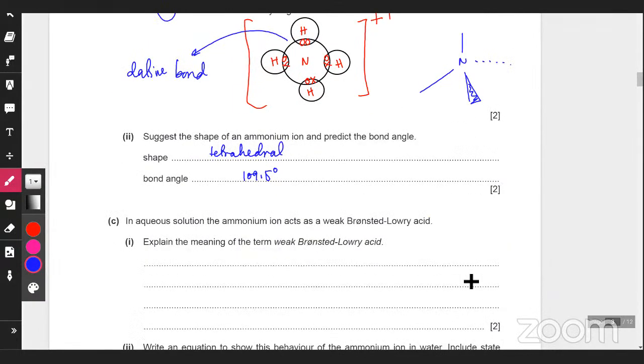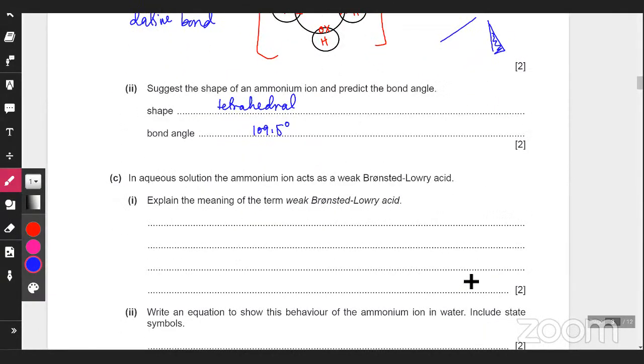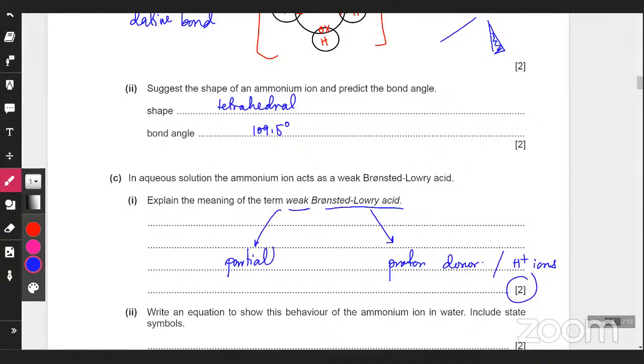So then he's talking about in aqueous solution, the ammonium ions act as weak Bronsted-Lowry acid. Explain the meaning of the term Bronsted-Lowry acid. There are two things. One is Bronsted-Lowry acid, and the other thing is weak, and you have 2 marks for that. An acid is a proton donor. I mean, the definition is proton donor or produces H plus one ions. And weak means that it partially ionizes or weakly ionizes. I mean, it does this thing, but it does this thing weakly. So the molecule partially ionizes and produces protons.